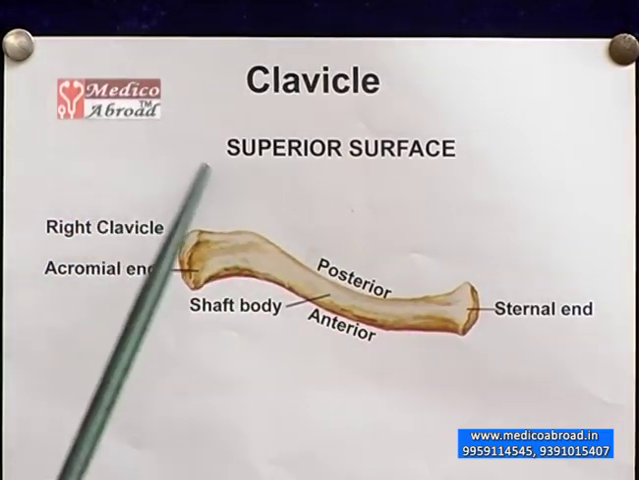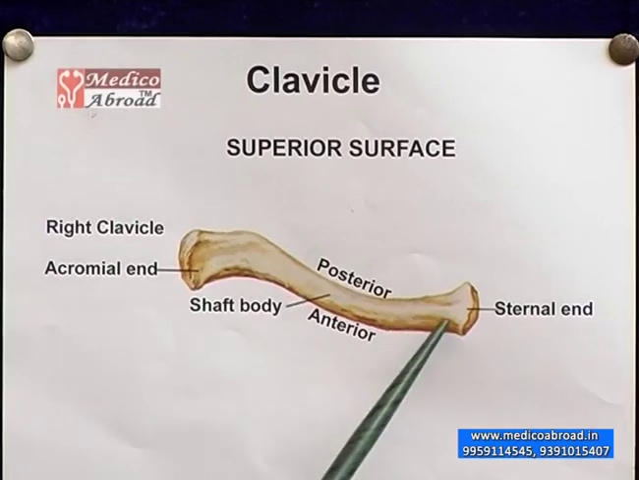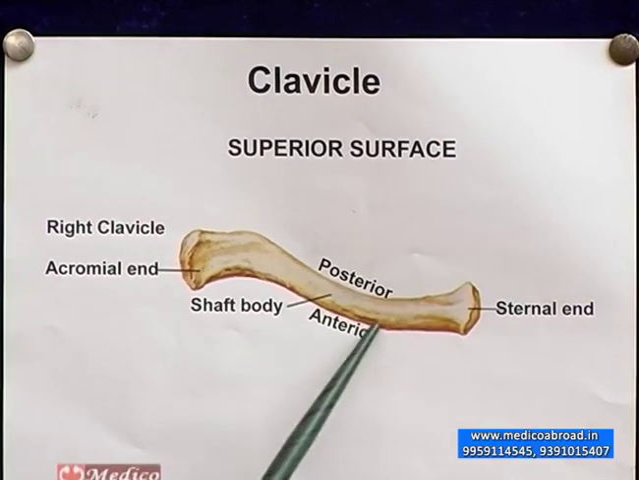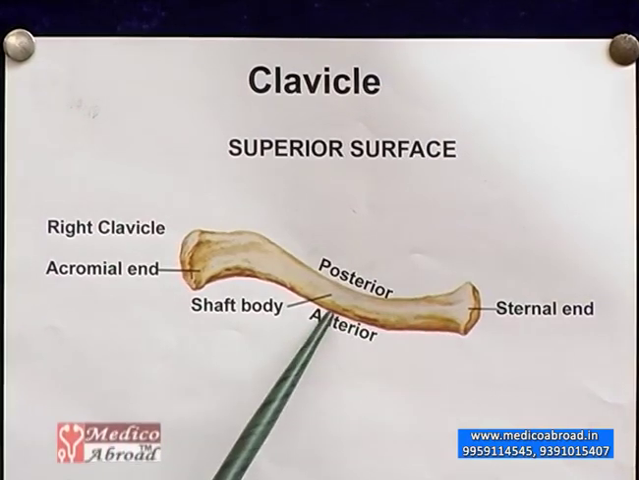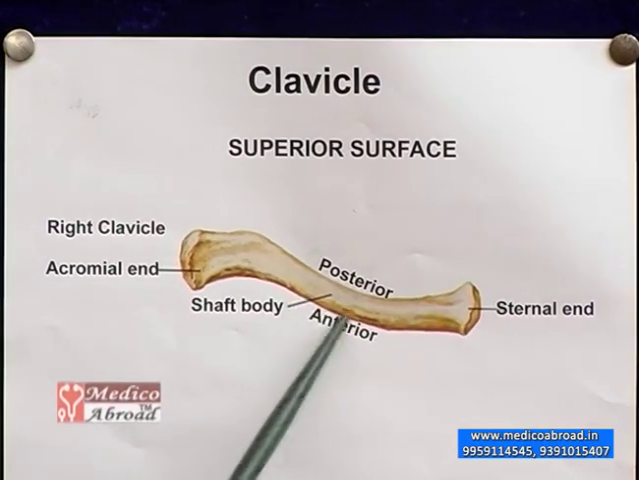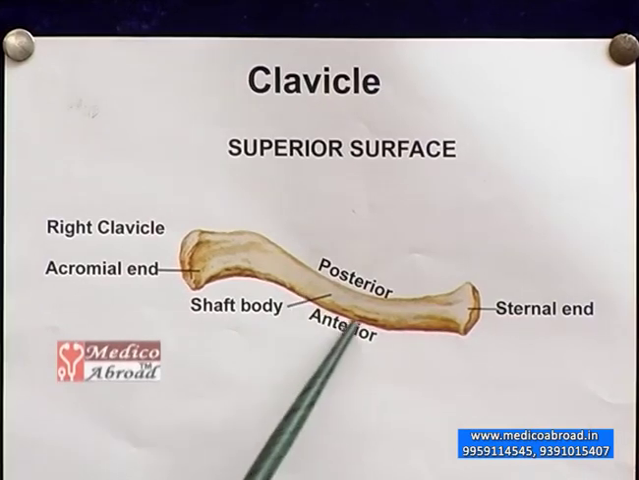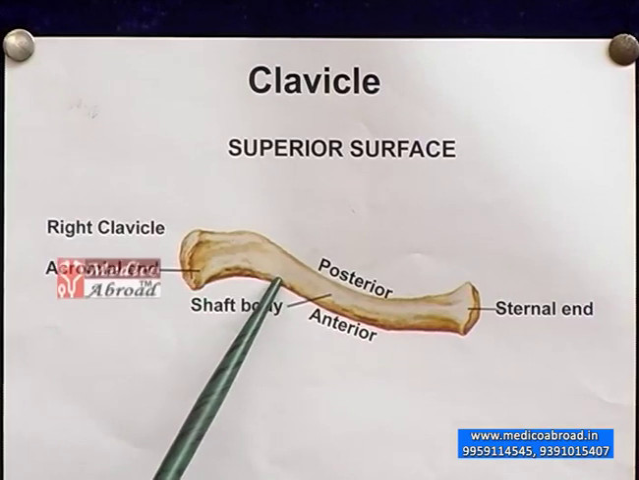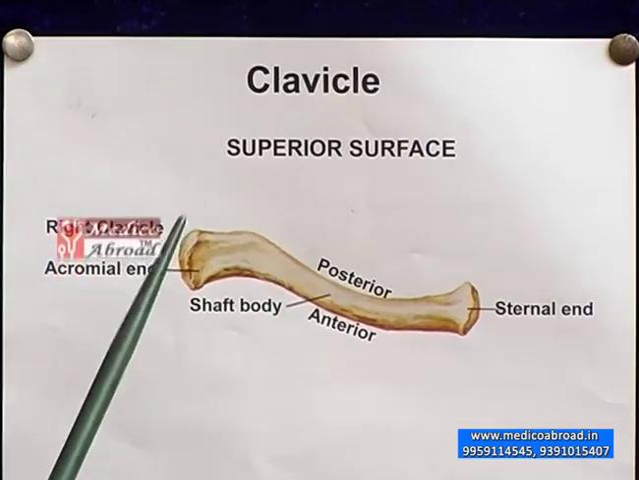When you take a look at the superior surface, you find the origin of the pectoralis major here at the anterior medial 2/3 of the clavicle. The origin of the pectoralis major. The lateral 1/3 gives origin to deltoid fibers.